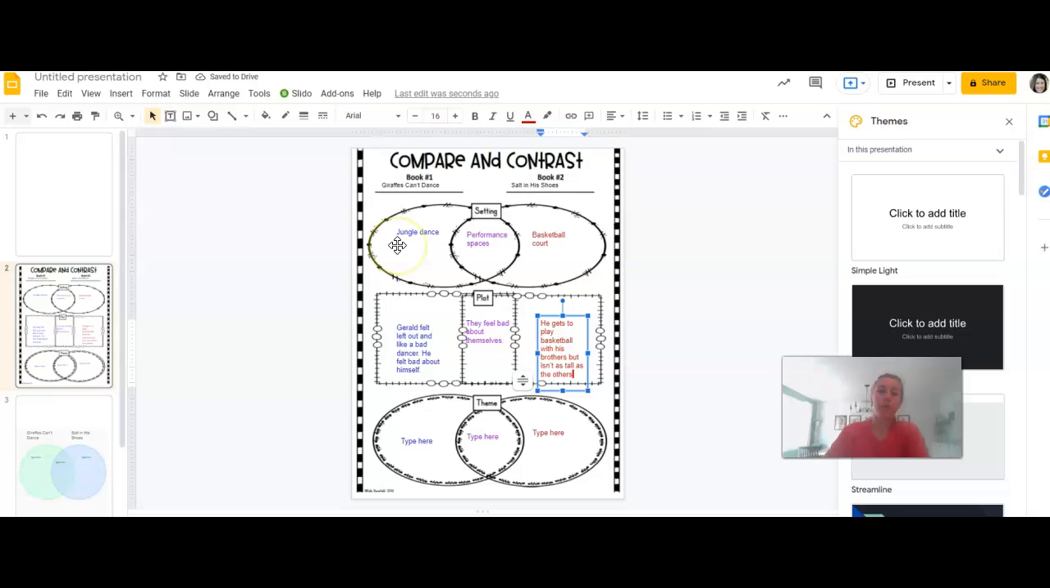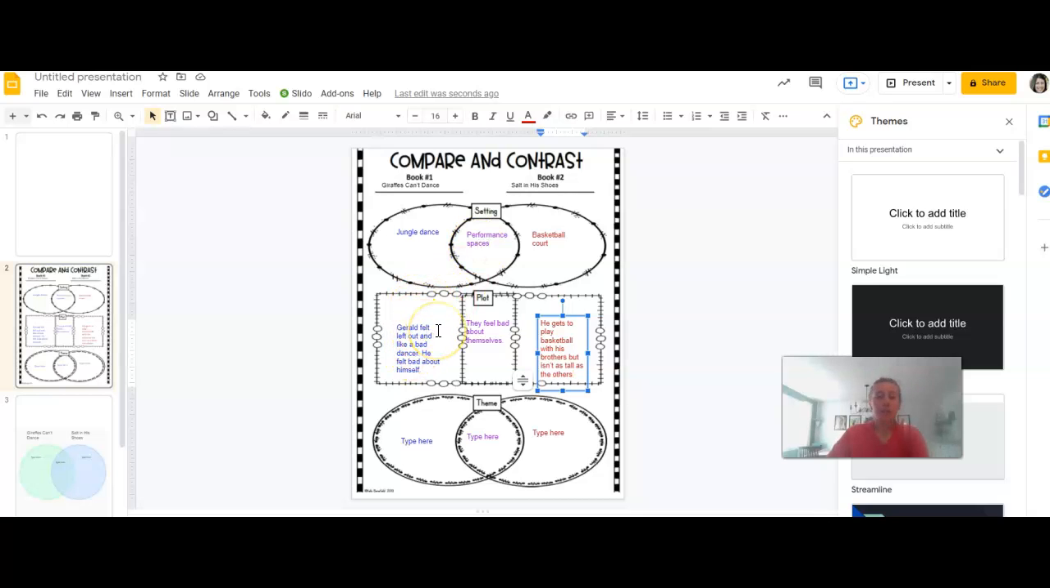So let's review what we have so far. Book 1, Giraffes Can't Dance. The setting is at the Jungle Dance. The setting of our second story, Salt in His Shoes, is at the basketball court. Something they have in common is they are both at performance spaces, places where you perform.